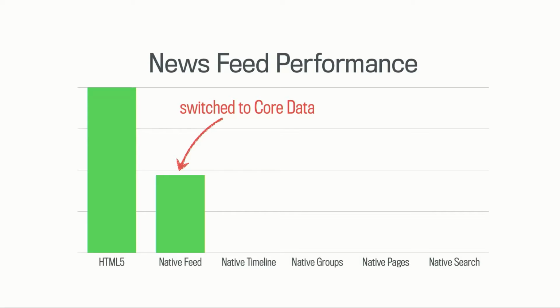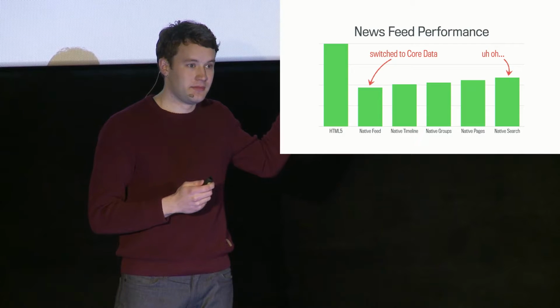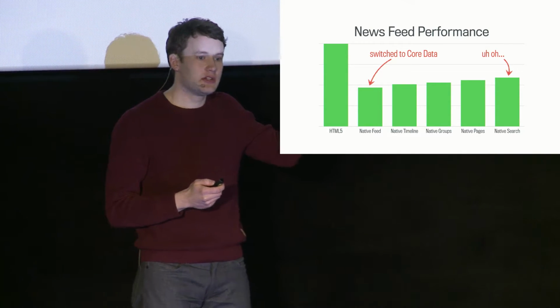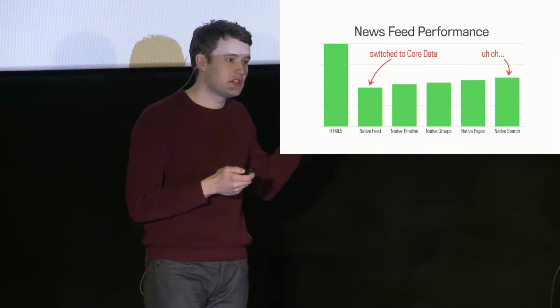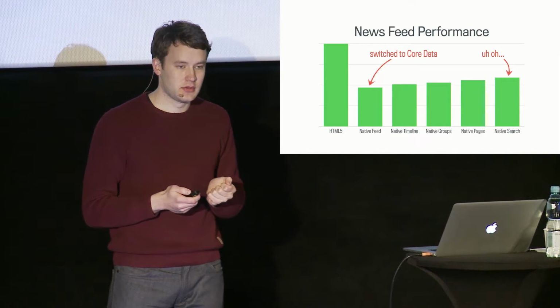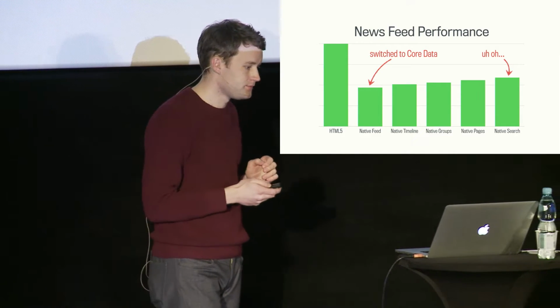So in the next release, we ported Timeline to native code. And then the next release, we ported Groups to native code. And after that, Pages and Search. And then we realized, uh-oh, we have a problem. Every single release, as we ported more and more features into Core Data, the time it took to load your stories and display them in Newsfeed was getting slower. And we weren't modifying Newsfeed at this time, so that was a bad, bad sign.